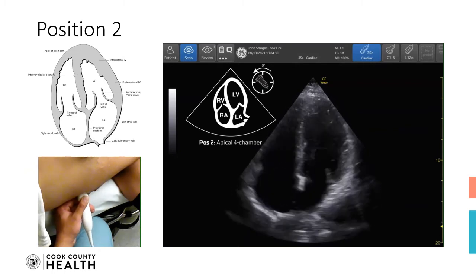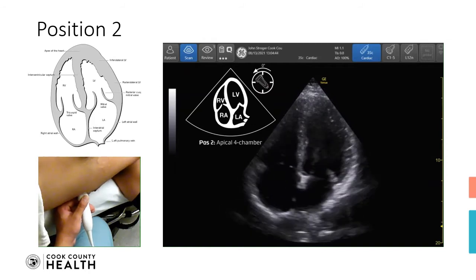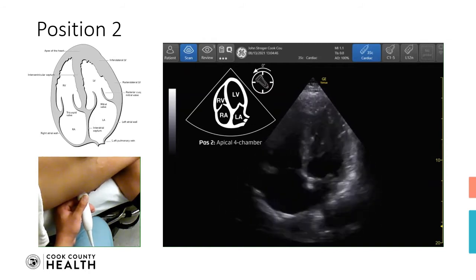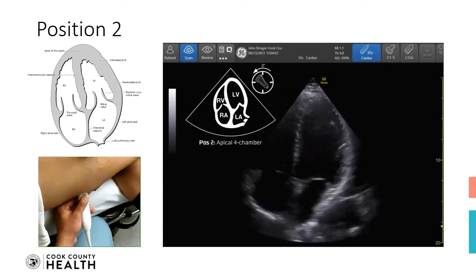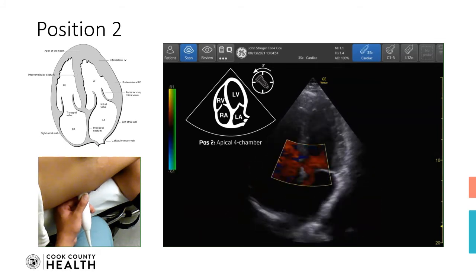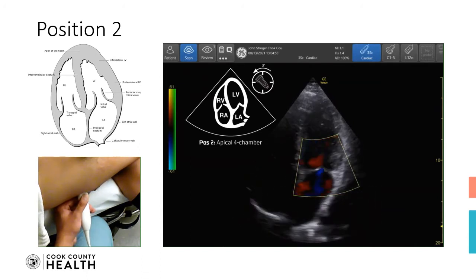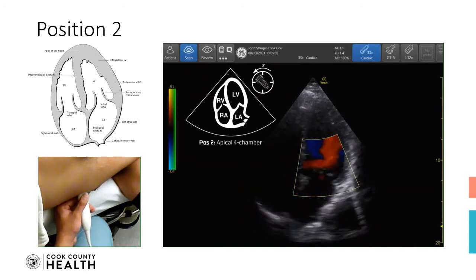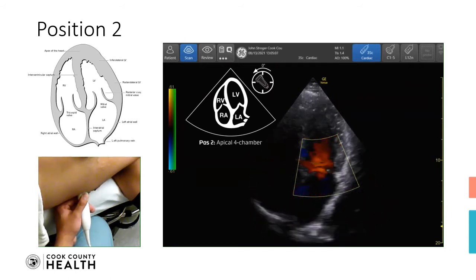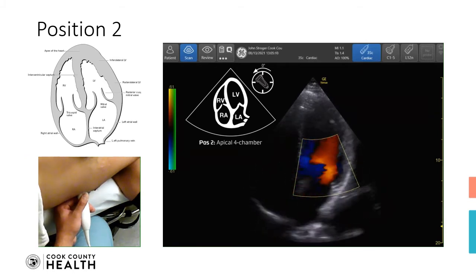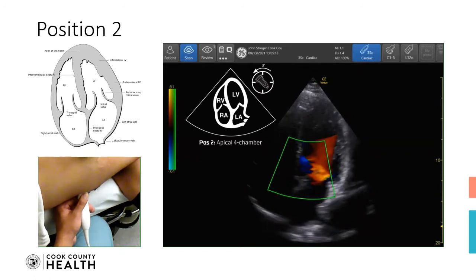Tricuspid annular plane systolic excursion is a measure of right ventricular function by measuring how much the tricuspid annulus goes up or down. And you can put color to evaluate the mitral valve and the tricuspid valve. You see that there is good flow. There is no flow acceleration indicating any stenosis across the mitral valve, and there is not much regurgitation that we see, which indicates normal function.